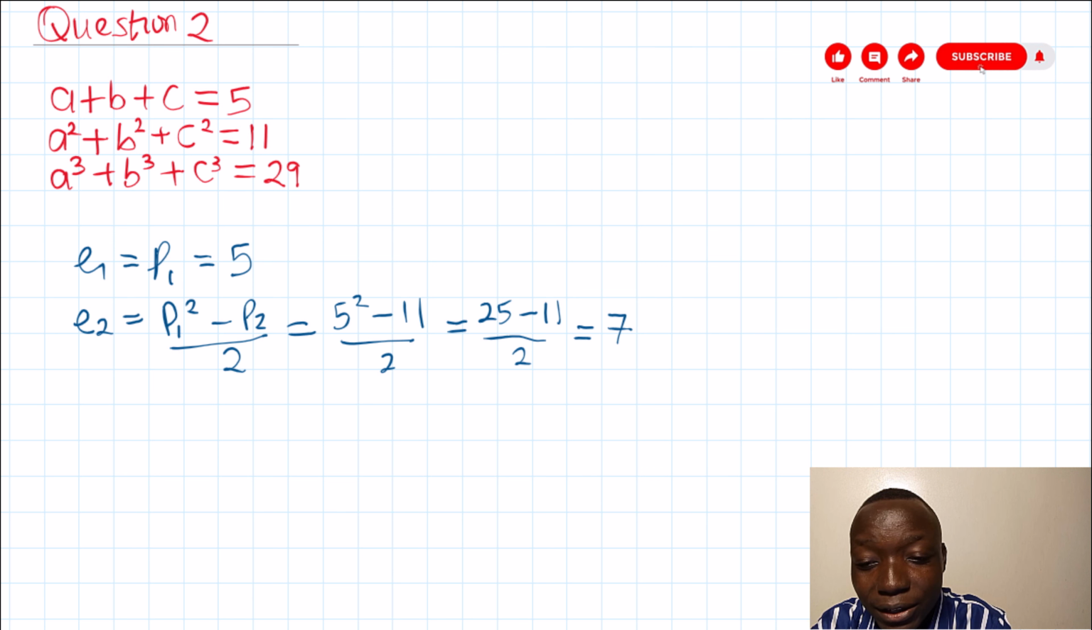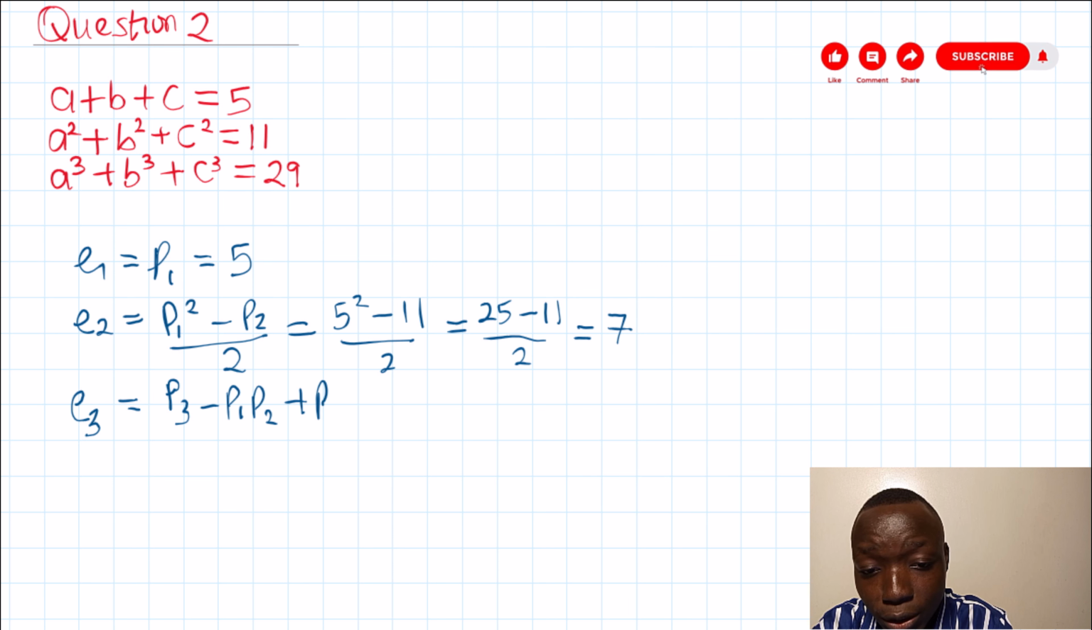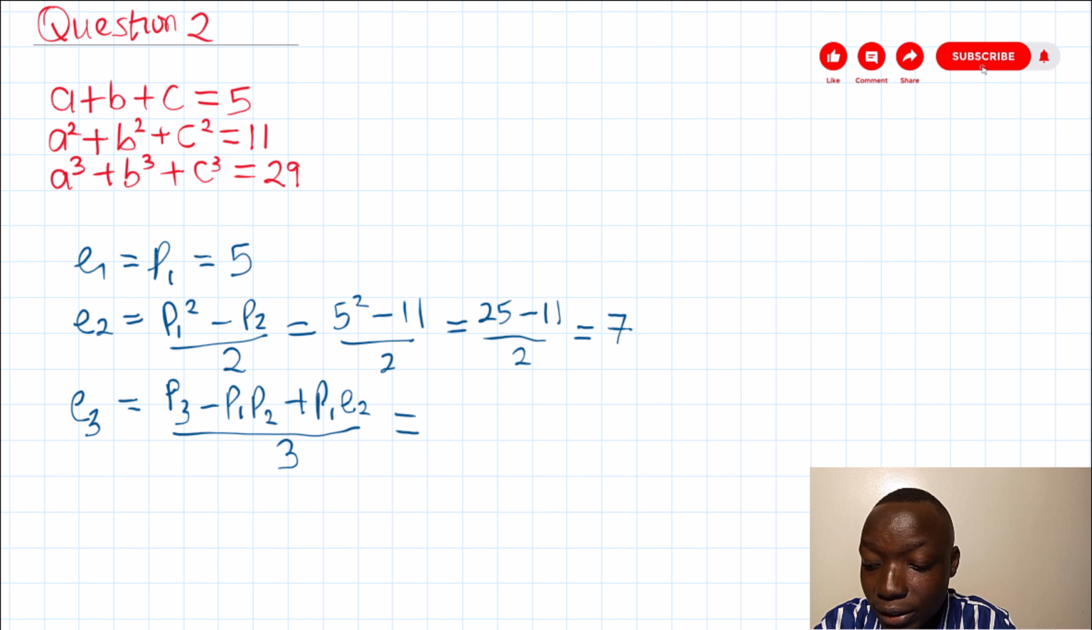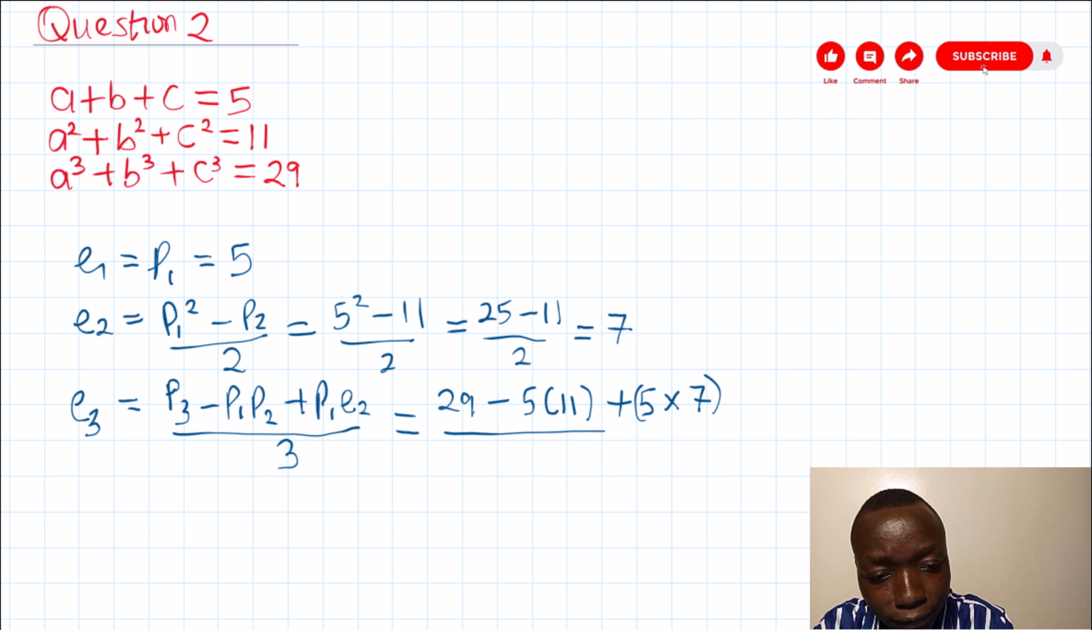Now let's get e3. e3 is p3 minus p1 p2 plus p1 e2 over 3. This will give us our product of roots. So this is 29 minus 5 times 11 plus 5 times 7 divided by 3.